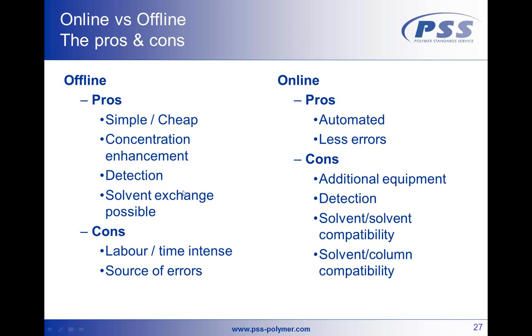I also have an option if I have first dimension solvents which are not compatible with the second dimension column: I can evaporate the solvents, exchange them, and work with a new solvent. So the cons: certainly, if I have to collect fractions, evaporate solvents, add new solvents, and put it on the autosampler, it is much more labor and time intensive, and certainly I, or you, or everybody can make many more errors in that case.